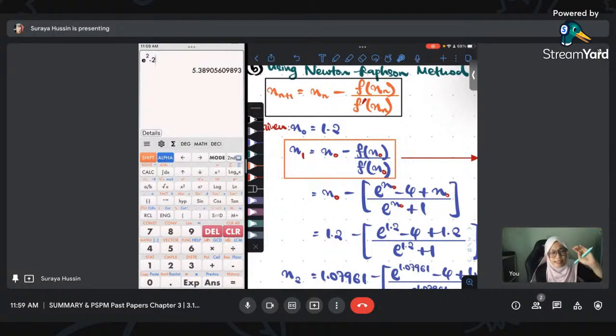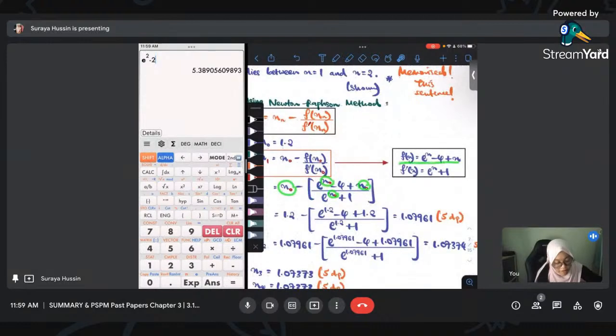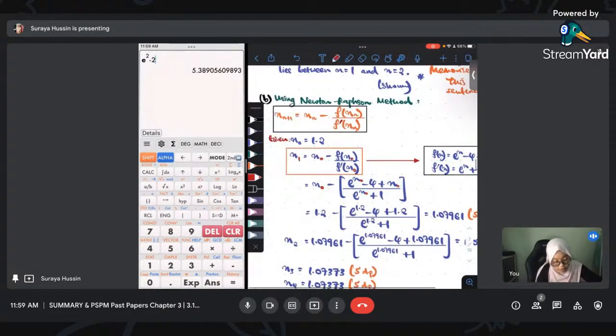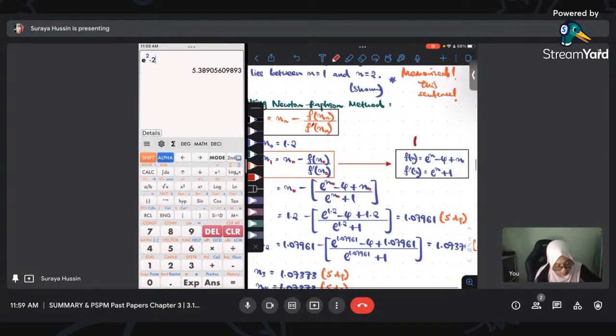Please tell me that you understand the pattern. You nampak pattern tu, okay? So dalam x1 akan ada x0. Okay, so you gotta use x0 ke dalam function fx dan juga f prime x. Okay, ni wajib ya. This is very, very important to find it. Find this first. If you do not know your f, how can you find your f prime?